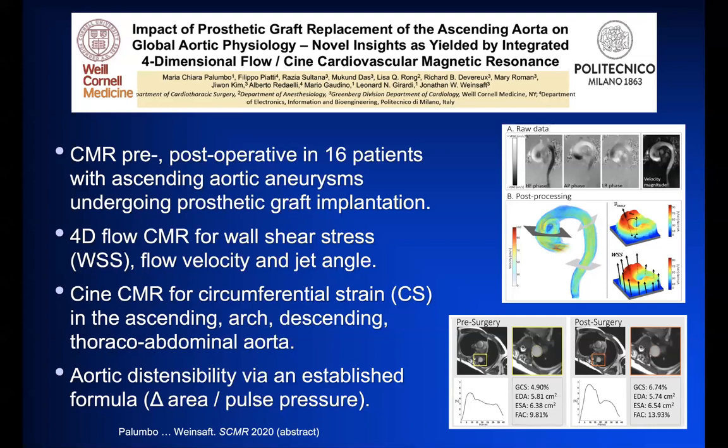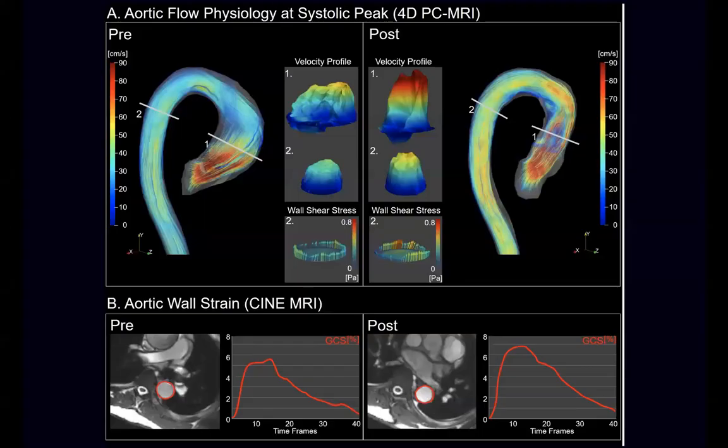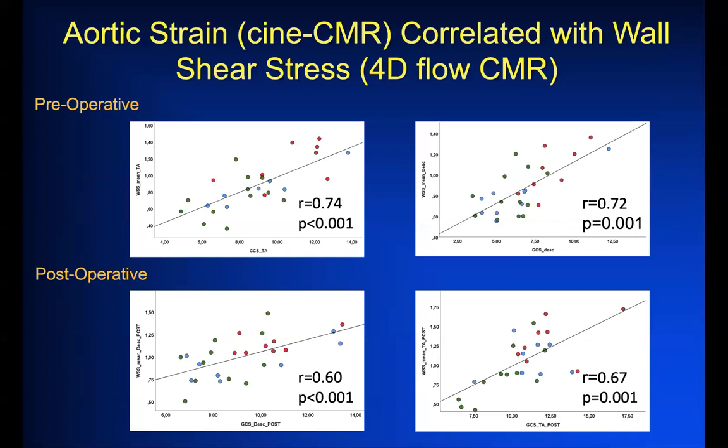In initial work, we've looked at 16 patients with ascending thoracic aortic aneurysms undergoing prosthetic graft implantation, for whom 4D flow CMR was performed for wall shear stress, flow velocity, and jet angle, and Cine CMR was done for circumferential strain in corresponding aortic areas. Here's a representative example of data analysis in which we can see that 4D flow and strain-based imaging is being performed both before as well as after ascending aortic graft implantation.